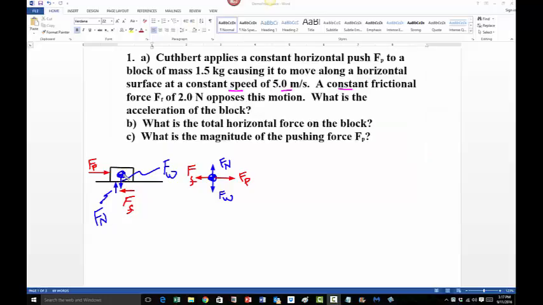The next step in drawing a free body diagram is to collapse the body, in this case the block, to a particle at its center of gravity, denoted here. We then place the tails of all the force vectors at the origin of this coordinate system, the center of gravity of the particle. So here's F sub P, and here's the frictional force, F sub F, acting in the negative x-axis direction. The normal force, F sub N, acts in the positive y-axis direction, and the weight force, F sub W, acts in the negative y-axis direction.